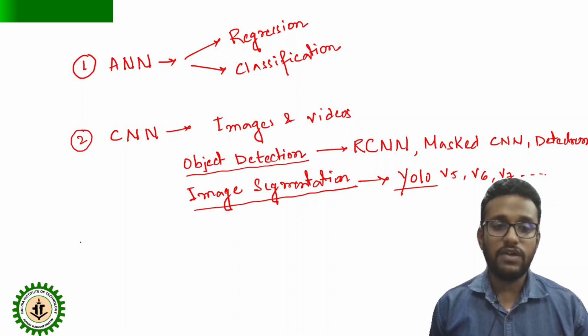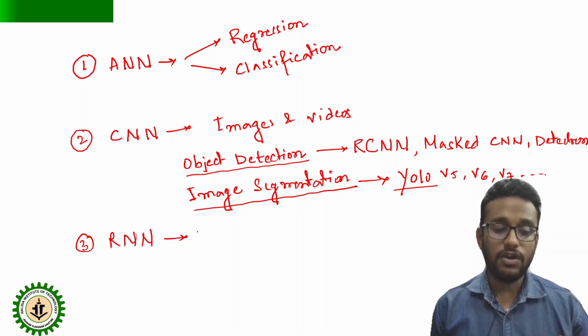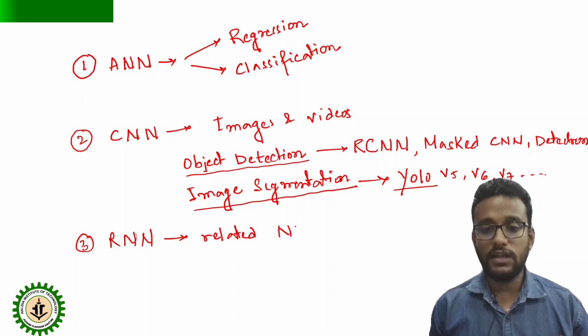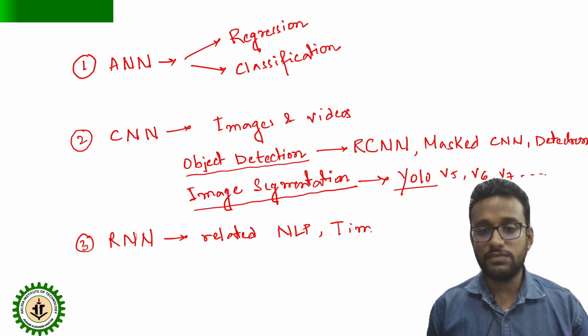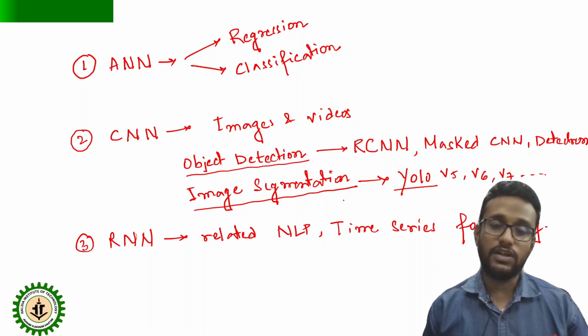And next we have RNN, the recurrent neural network. The recurrent neural network is responsible for doing the task related to NLP, that means natural language processing, as well as time series forecasting. It's called time series forecasting.